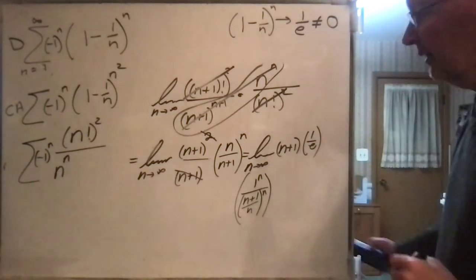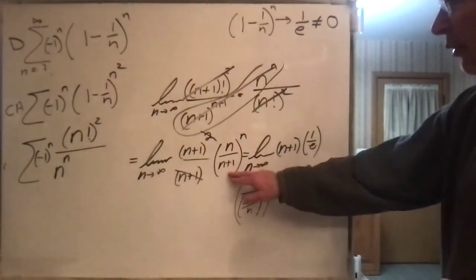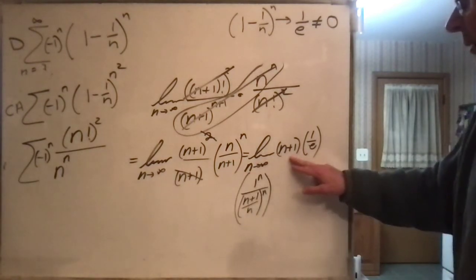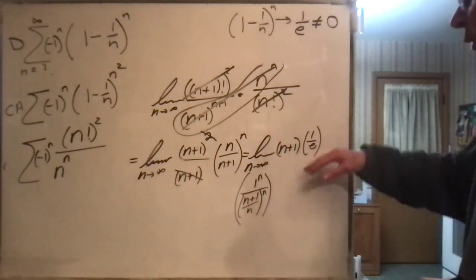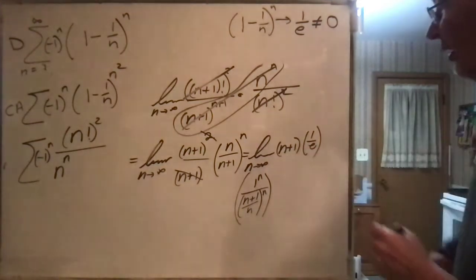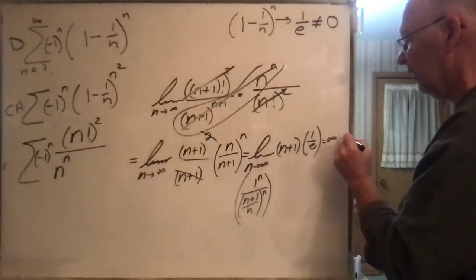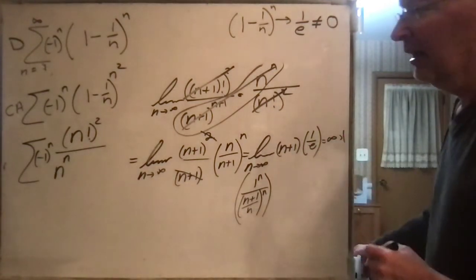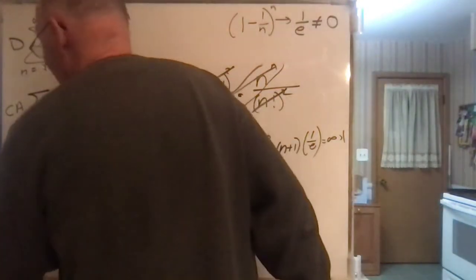So you have that right there. Okay? This goes to 1 over e, all times n plus 1. N plus 1 times 1 over e, it doesn't matter. That's a constant. That's going to go off to infinity, which is bigger than 1. And so this thing diverges.